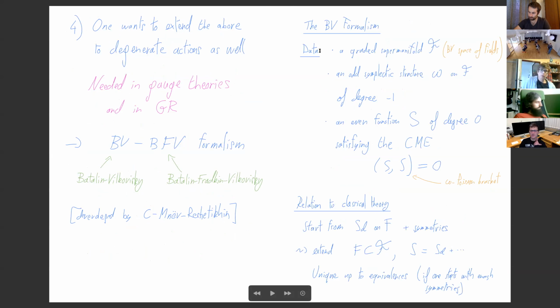So the data of the BV formalism is, first of all, some graded supermanifold. For us, this graded supermanifold will be infinite dimensional, called the BV space of fields. It will contain, in particular, the physical fields of the theory plus some additional fields, for example the ghosts and the momenta for both the ghosts and the fields. But for the moment, just think of it as some abstract graded supermanifold. On this graded supermanifold, you assume that we have an odd symplectic structure of degree -1. By graded supermanifold, I mean a supermanifold, so there is some parity, which in particular tells you which local coordinates are even and odd.